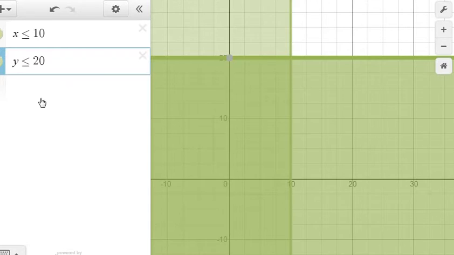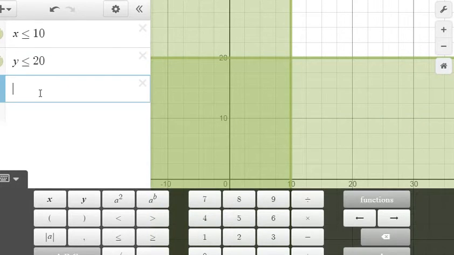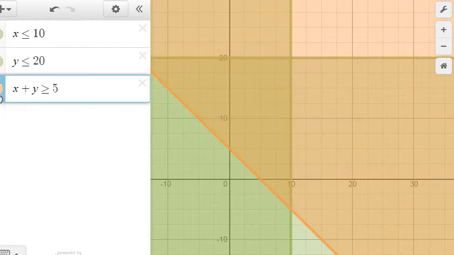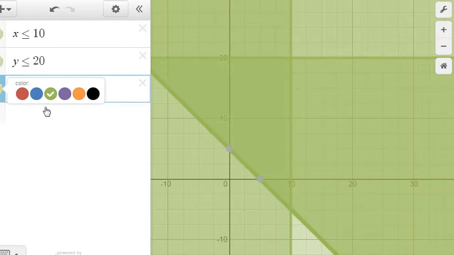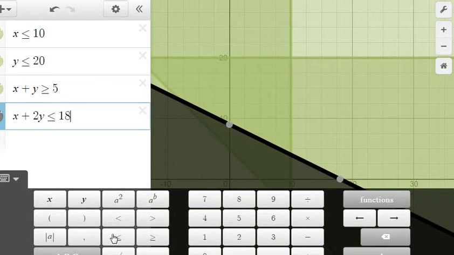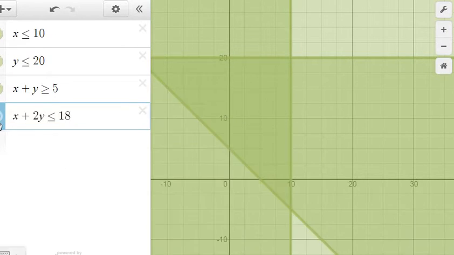Let's keep going. X plus y is greater than or equal to 5, or x plus 2y, no, x plus y. I was right the first time. X plus y is greater than or equal to 5. And one more. X plus 2y is less than or equal to 18. Yeesh.